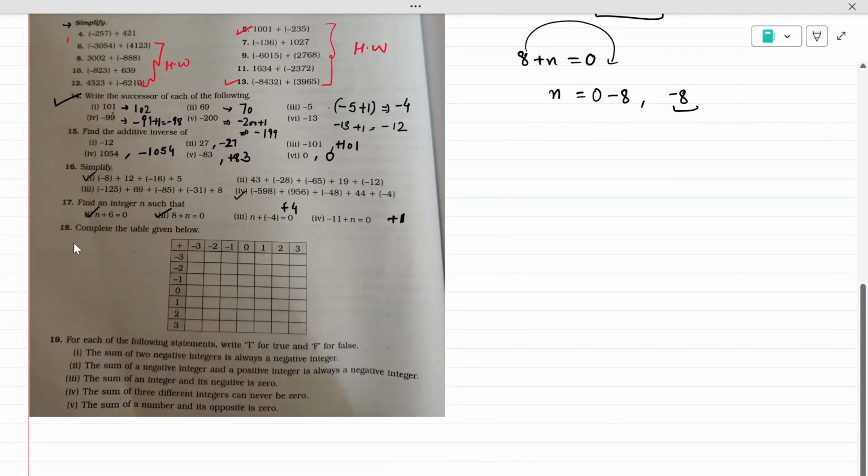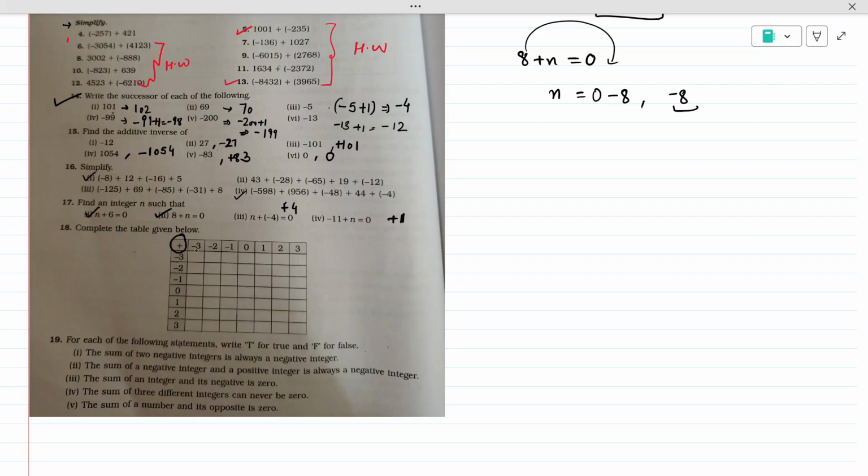Next, kids, we have to complete the given table below. This is a table given to us where we have numbers in the row and in the column, and the operator we have to use is the plus operator. Now let us see how we have to fill it. I'm going to fill one row and one column for you, and the rest are homework. Okay, so let us do how we have to do.